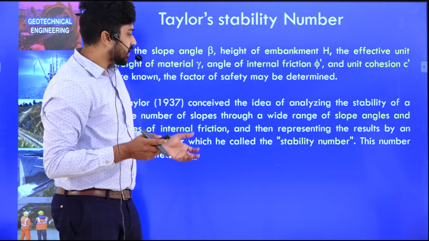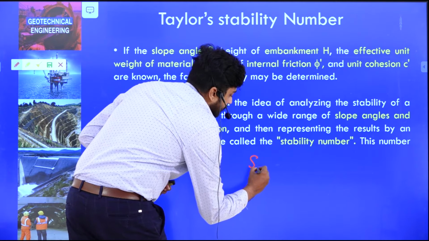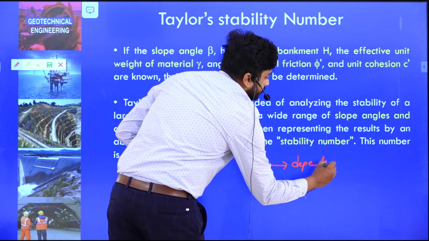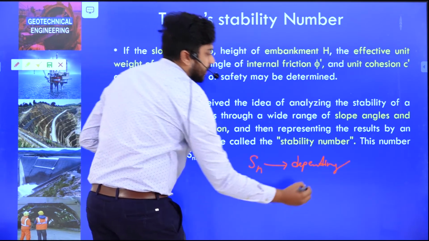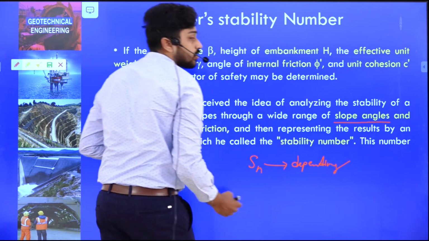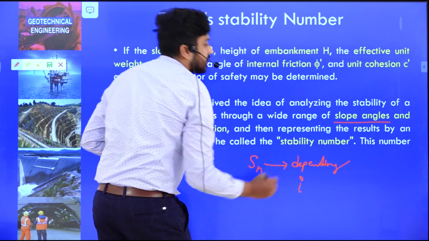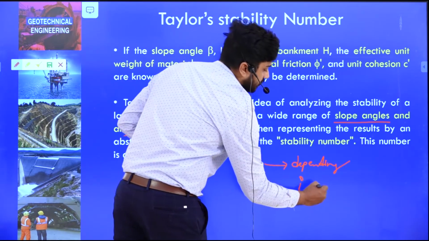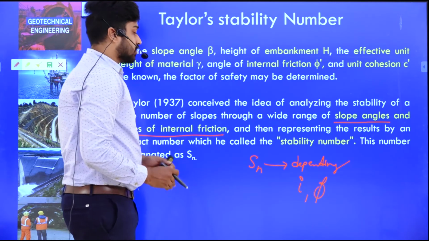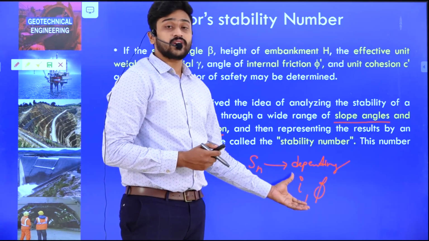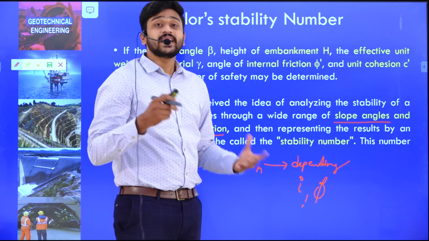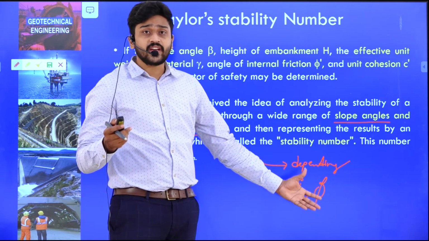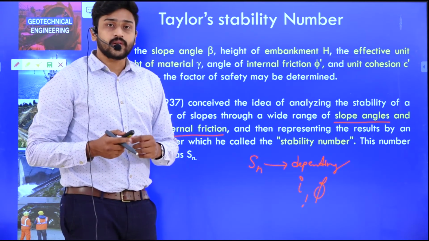So here the Sn value is actually depending upon the slope angle. The slope angle is nothing but our denotation i, and the angle of internal friction, that is phi. So it is depending upon these two values. Taylor stated that based on these two values he has given some stability charts. So from those charts, for different i and phi values, we can obtain the stability number.